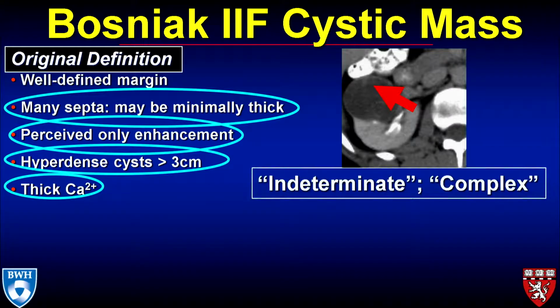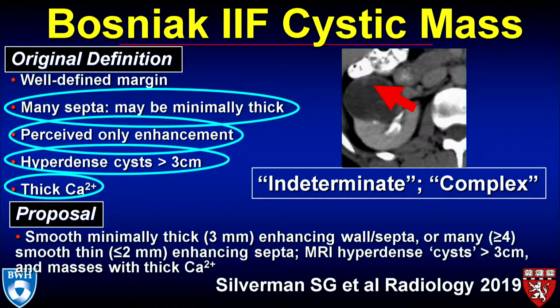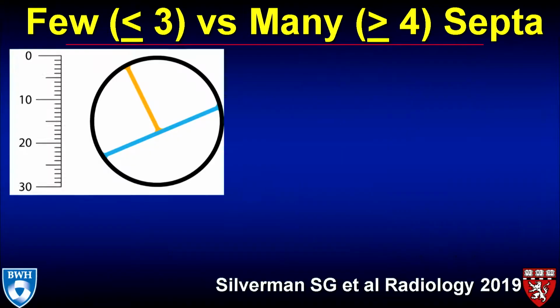So what do we do with that? And then we use these weird terms like indeterminate complex. Those words are out, okay? The proposal is the smooth minimally thick is 3 millimeters. It must enhance, or many, defined as 4 or more, smooth, thin, enhancing septa. And we're going to MRI hyperdense cysts or apparent hyperdense cysts that are greater than 3 centimeters, and any mass with a thick calcification. We're going to call those Bosniak 2F cysts.